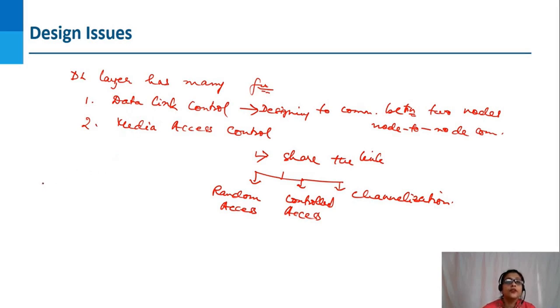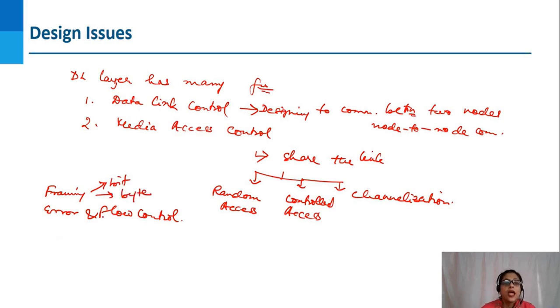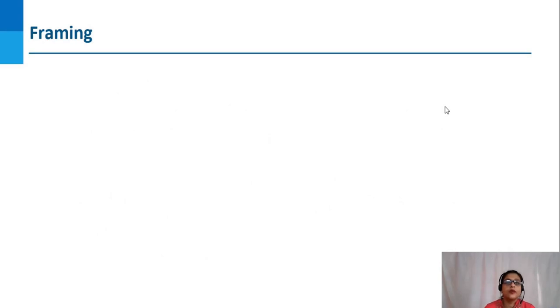So the main functionalities of data link control are framing, error and flow control. So here we will be learning about the framing for bit-oriented protocol and framing for byte-oriented protocol. And regarding the error and flow control, we will be learning about a few protocols of noiseless channels and some protocols of noisy channels along with HDLC.